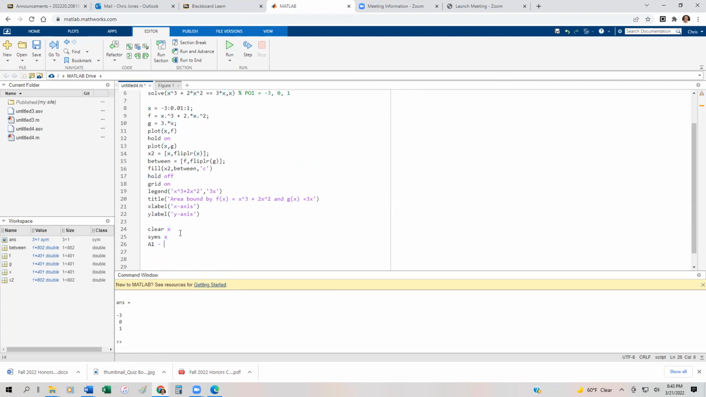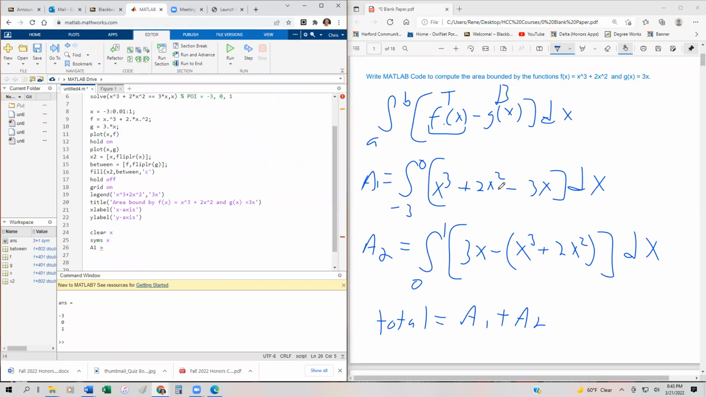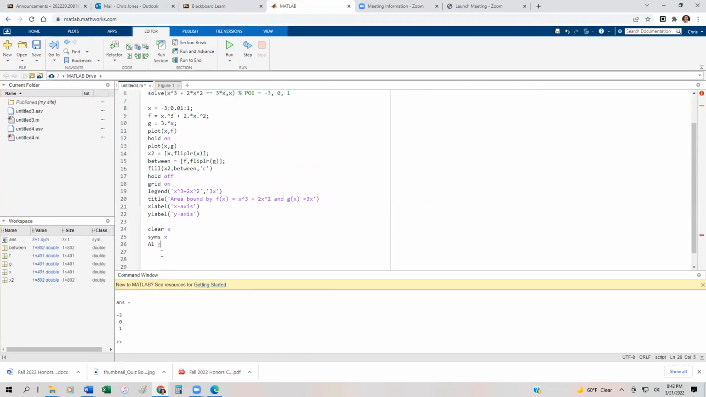Now I'm going to call a1, and remember, a1 is equal to this integral. Let me switch screens. We go from -3 to 0 of this integrand. So a1 equals the integral of x cubed plus 2 times x squared minus 3 times x. We're going to integrate that with respect to x from -3 to 0. I'm just going to put some spaces in here, not that we need it. Let's run this to see if we can get an area out of it. I'm going to go ahead and run it, and hopefully the graph comes back.